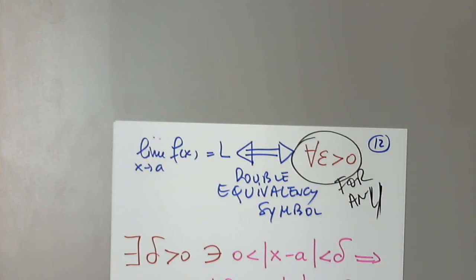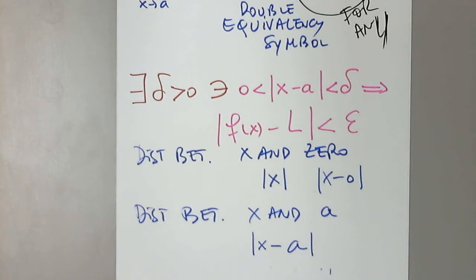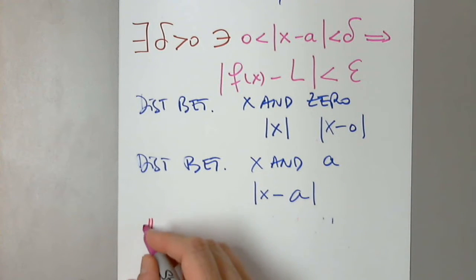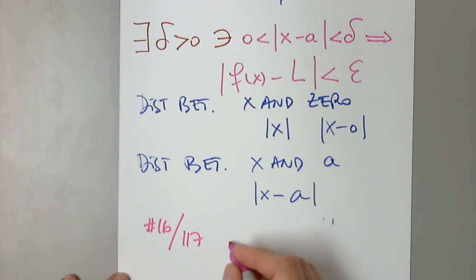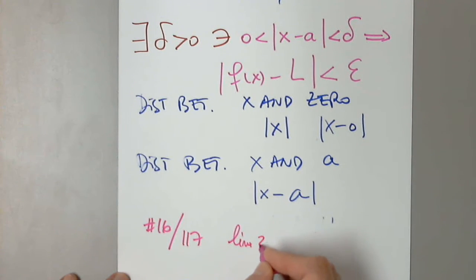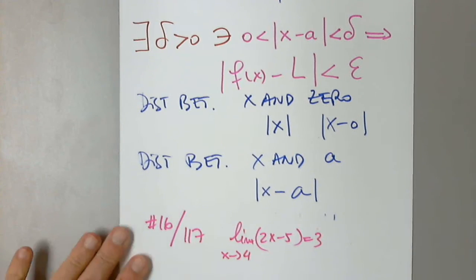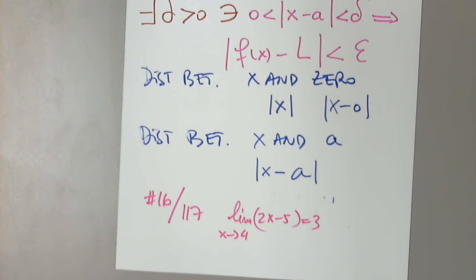Okay, enough talking about this. So let's look at an example. Very simple one. Let's say 16. See how it works. On page 117. Limit of 2x minus 5 equals 3 when x approaches 4. Let's see how the problem is phrased, so we know what we're trying to do. Ready?